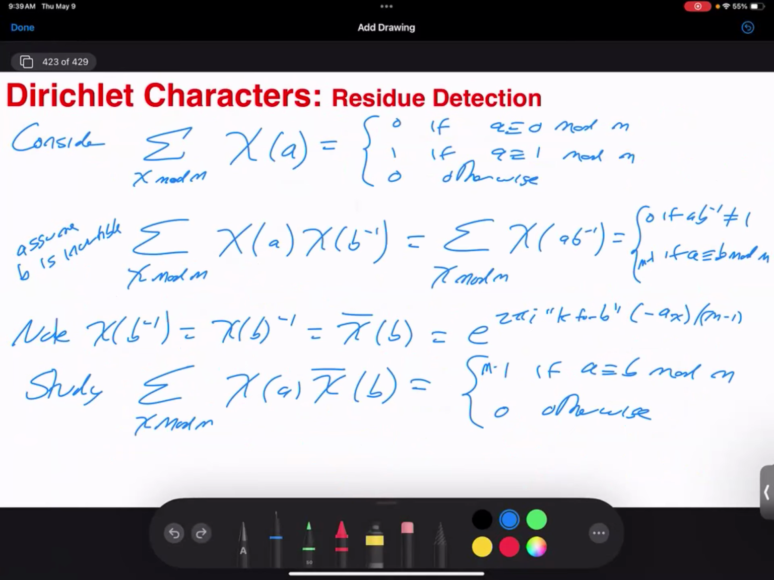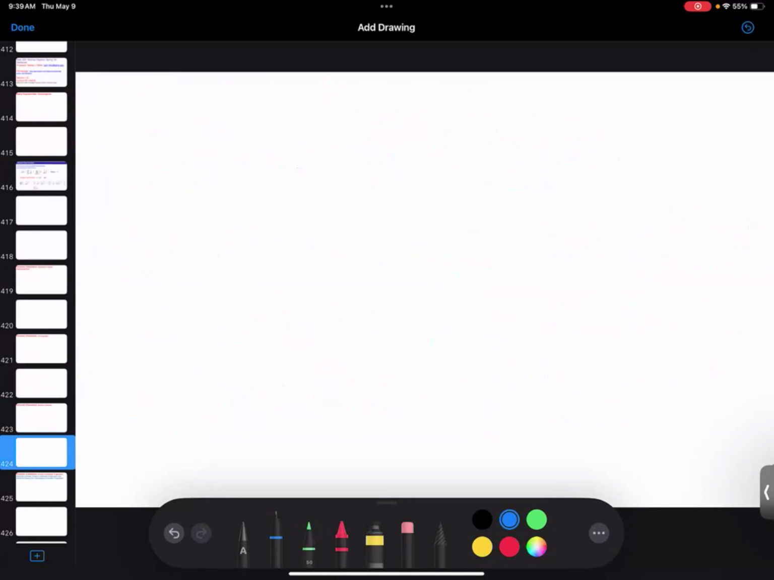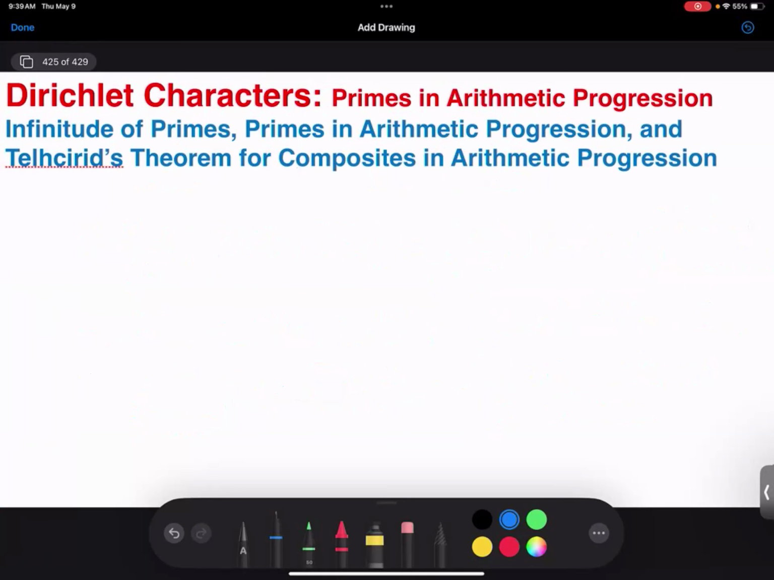Often in these sums, they divide by m minus 1 so that the sum is 1. This is what the orthogonality is kind of meaning. It detects if it's 1 or not 1. And so now we can use this to prove that there are infinitely many primes in arithmetic progression.